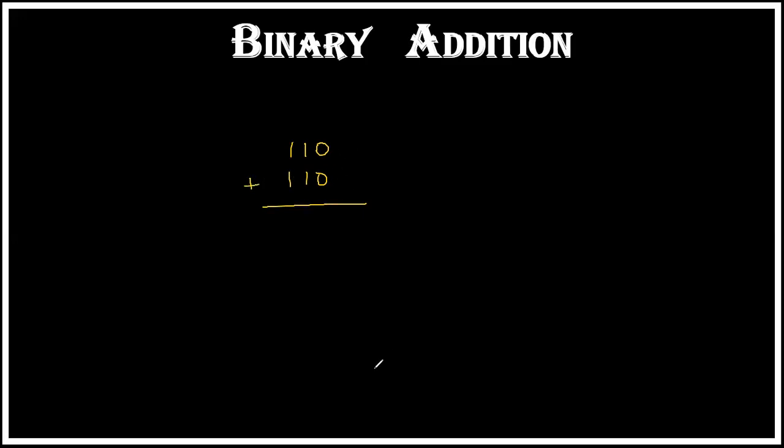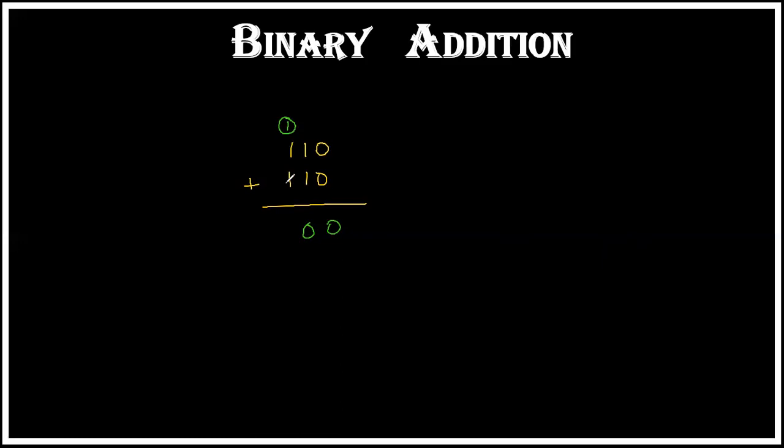First of all, 0 plus 0, the resultant is 0. 1 plus 1, as we have performed earlier, the sum part is 0 and the carry part is 1. We will encircle this carry to differentiate between bits.